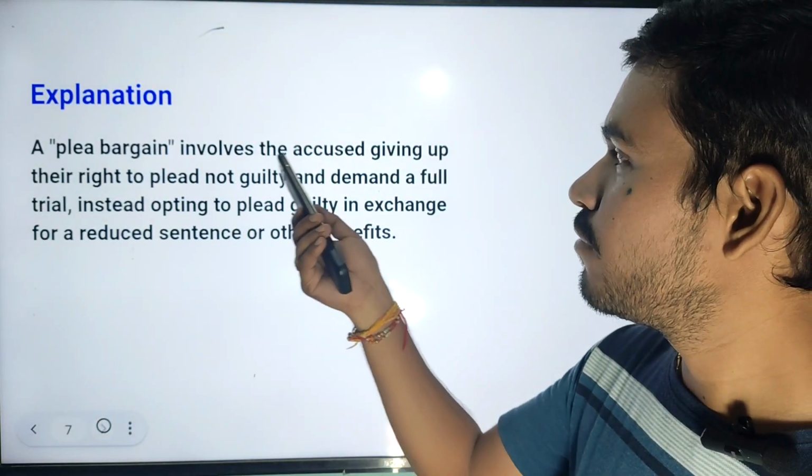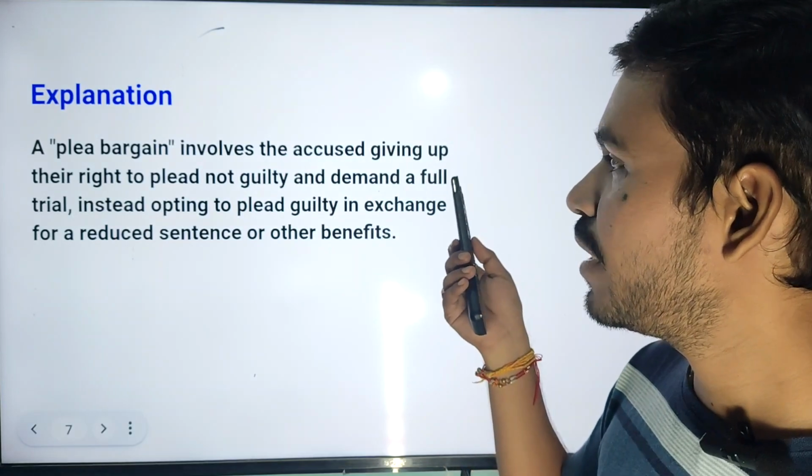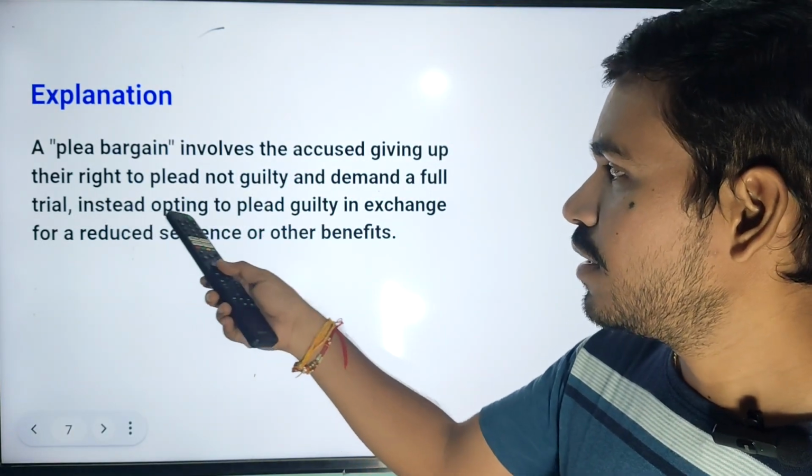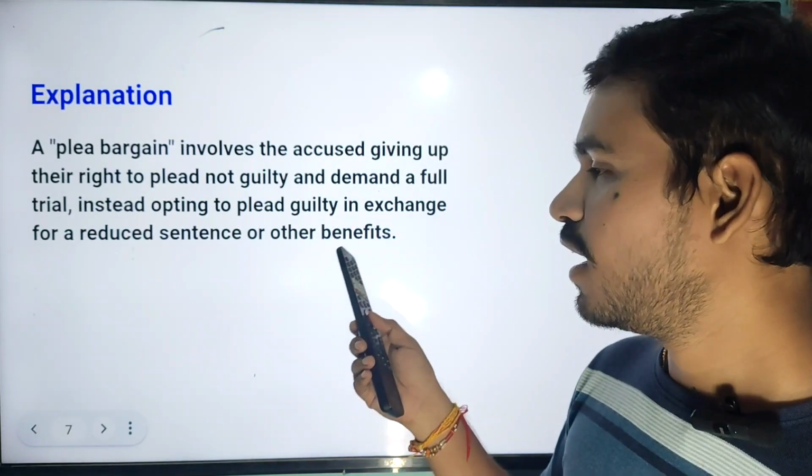A plea bargain involves the accused giving up their right to plead not guilty and demand a full trial, instead opting to plead guilty in exchange for a reduced sentence or other benefits.